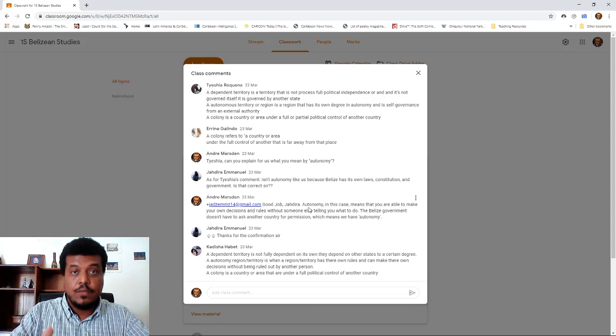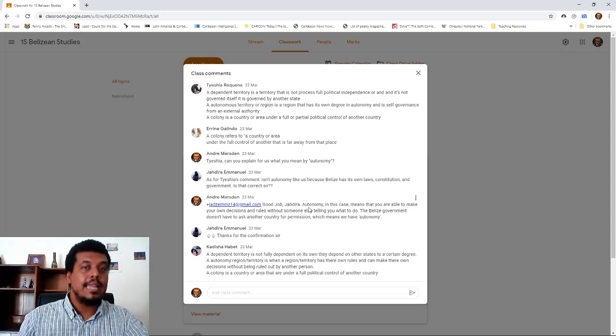but yes, autonomy basically means that you are able to make your own rules without anyone else interfering. So if a country can make their own laws without asking permission from someone else, or without someone else telling them what to do or what laws to make, then it could be said that that country has autonomy. And autonomy, being able to make your own laws, is one of the things that are required for being a state.